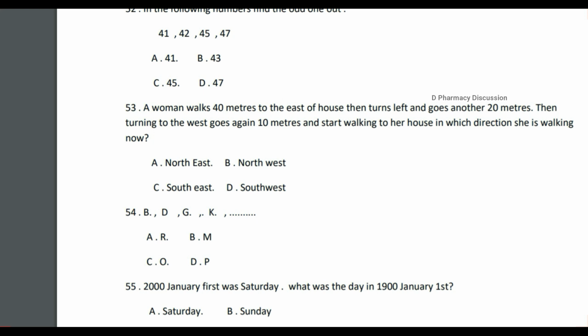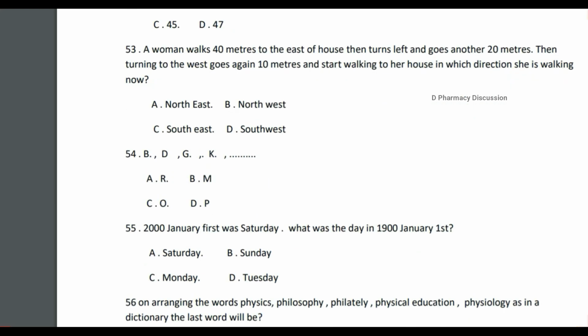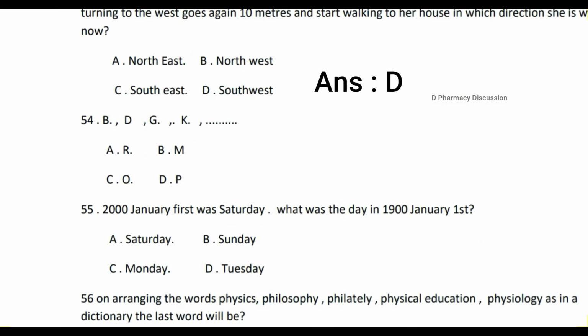Then question number 53. A woman walks 40 meters to the east of her house, then turns left and goes another 20 meters, then turning to the west goes again 10 meters and starts walking to her house. In which direction she is walking now? Options are A. Northeast, B. Northwest, C. Southeast, and option D. Southwest. Correct answer is option D. Southwest.